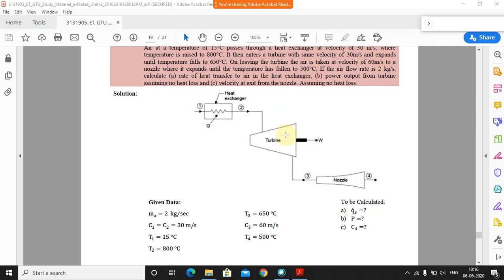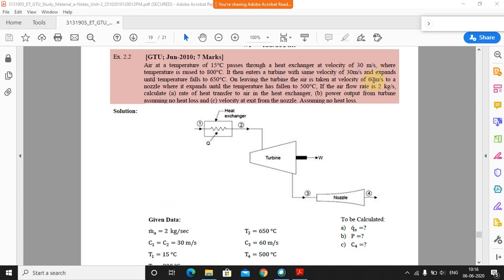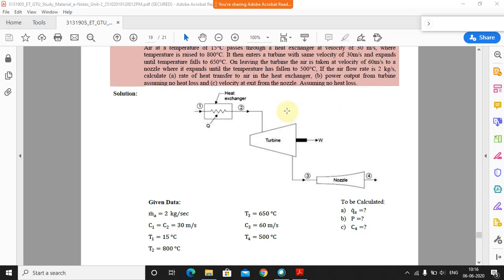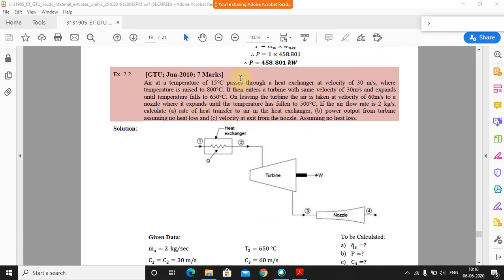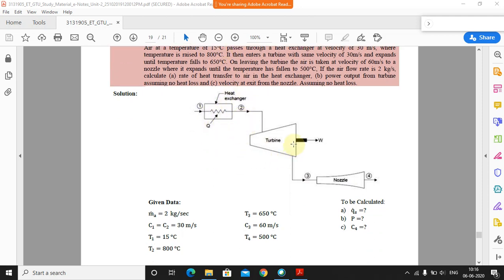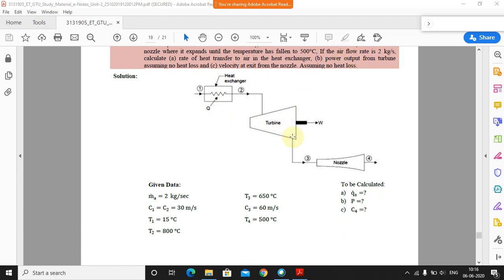And what else is there, the mass flow rate, that is 2 kg per second over there. Okay, fine, so we have listed out all the data. Now what we need to find out is the rate of heat transferred to air in the heat exchanger, that is Q supplied in the heat exchanger; the power output from the turbine, that is W net or P; and the velocity of exit at the nozzle. These three things we need to calculate.